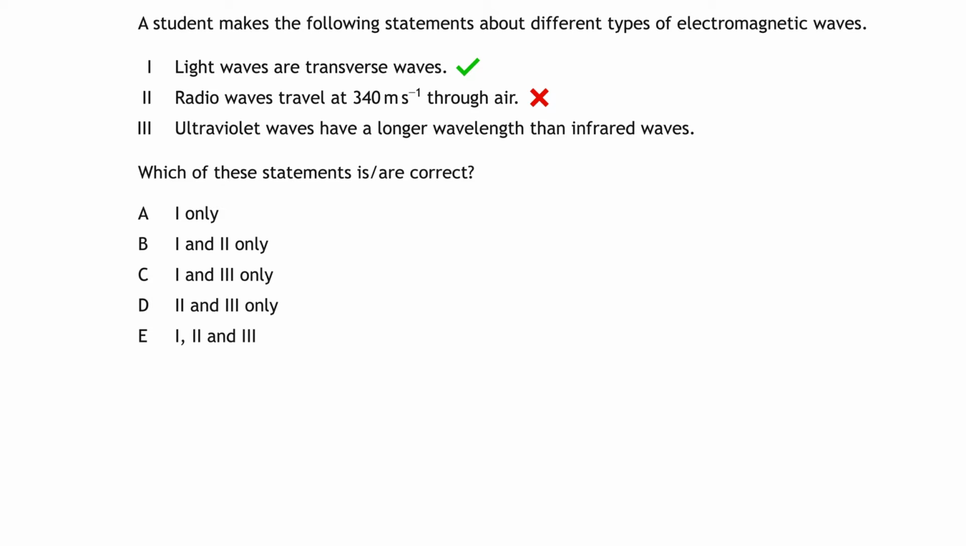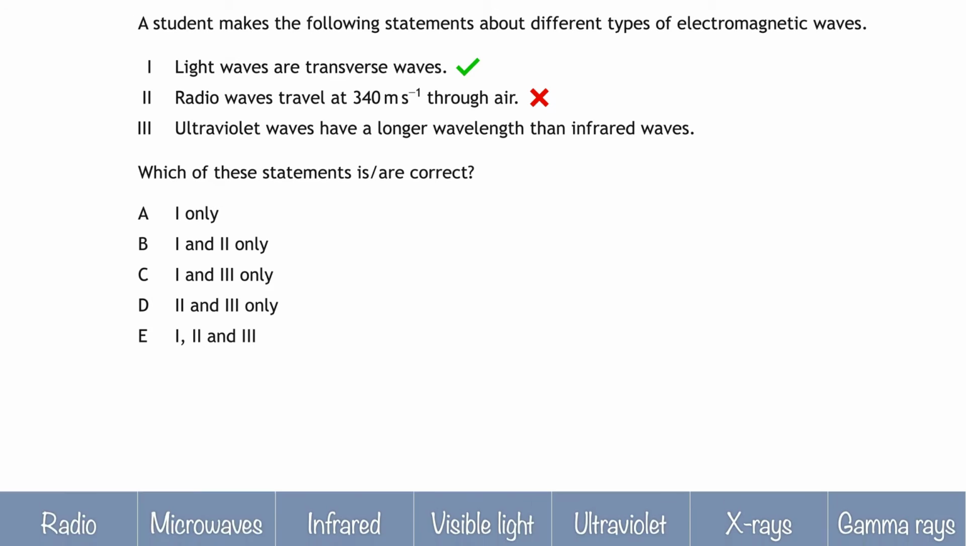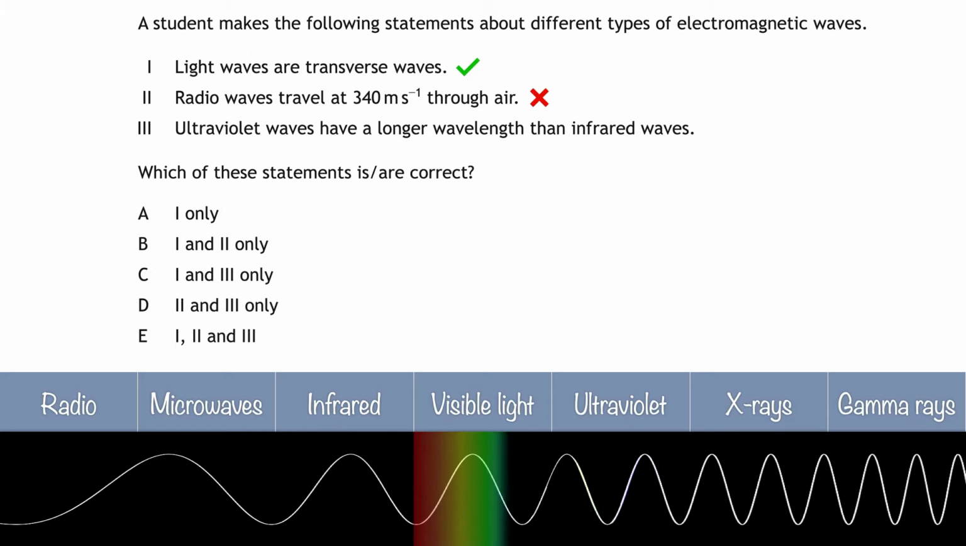What about the last point? Well, here's a diagram of the electromagnetic spectrum with the radio waves, which have the largest wavelength and lowest frequency, on the left, and gamma rays, which have the shortest wavelength and highest frequency, on the right. Looking at the diagram, it's clear that infrared waves actually have a longer wavelength than ultraviolet waves. So the last point is incorrect, meaning our answer is A.